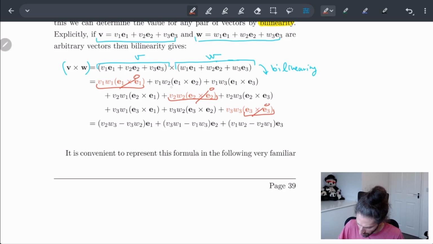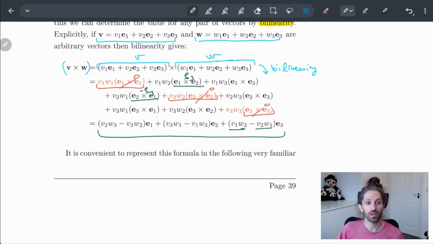And then if I look at, for example, E1 cross E2 here, and E2 cross E1, I can put them together. I can replace these, right? So this E1 cross E2 is E3, and this one is minus E3. And we can see this here, right? So this is V1 W2 minus V2 W1. So this gives us this big formula, which we can actually represent in matrix form if we wanted.